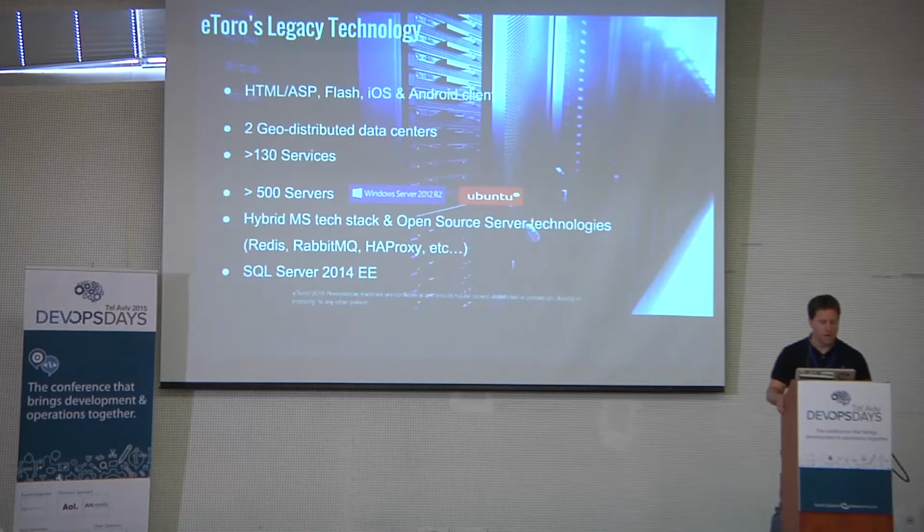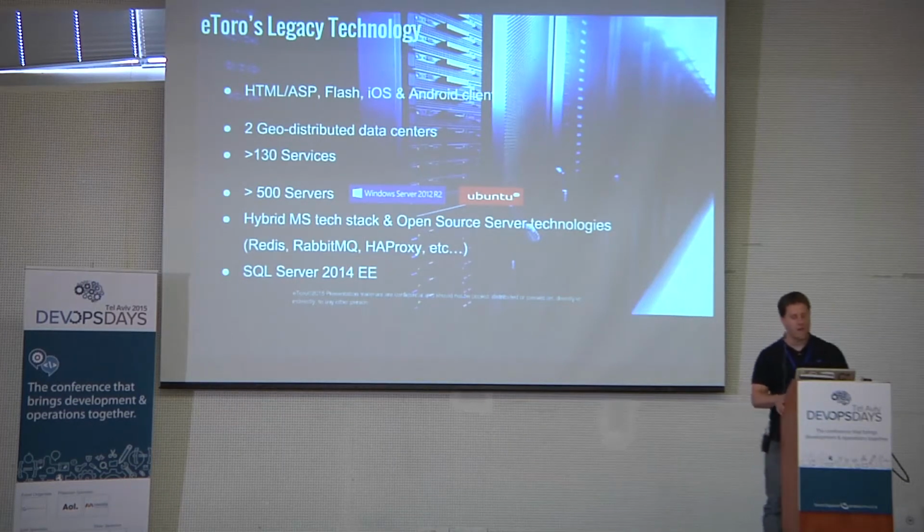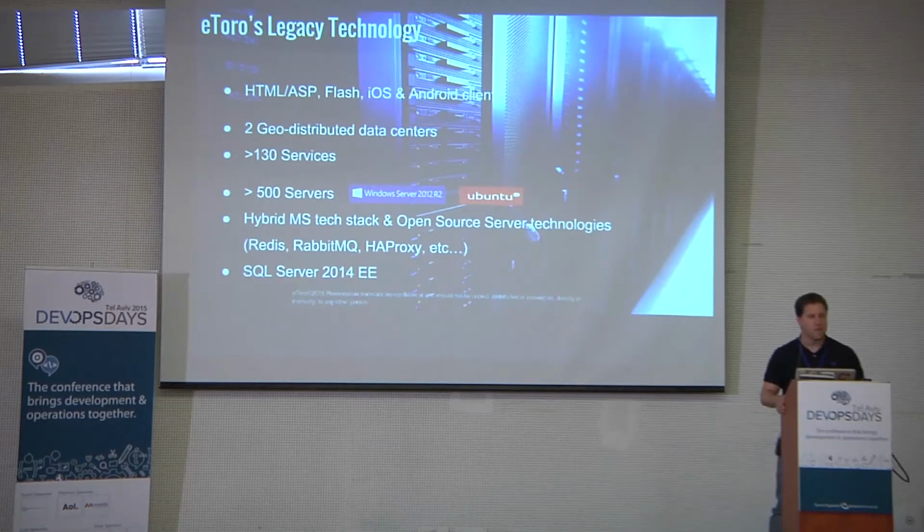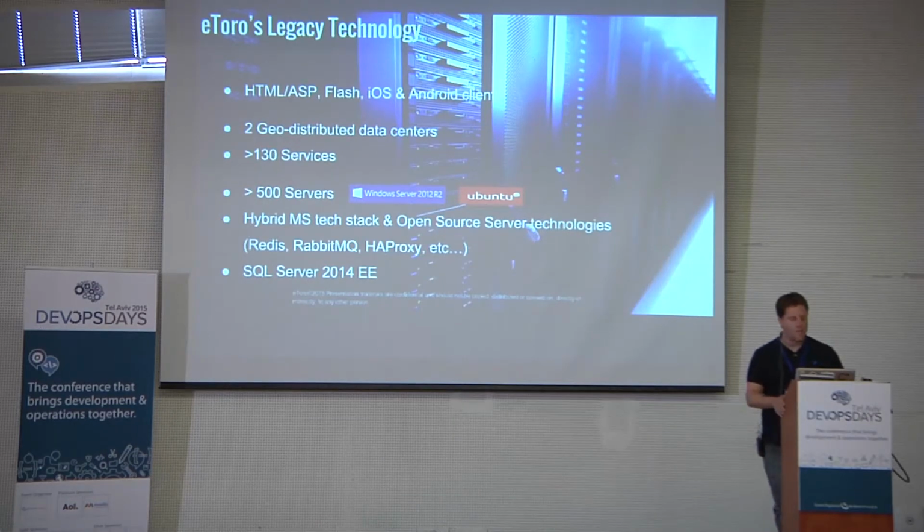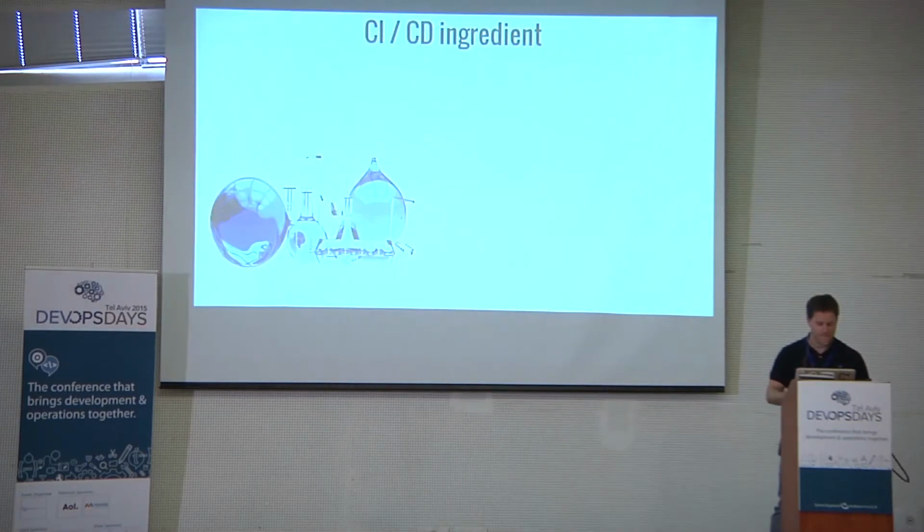We have more than 130 services, more than 500 servers. Most of them are Windows Server 2012 R2, and we have some Ubuntu. Most of the Ubuntu servers are for Redis, RabbitMQ, Azure Proxy, etc. And our code base is mostly on Windows, and we use SQL Server 2014.